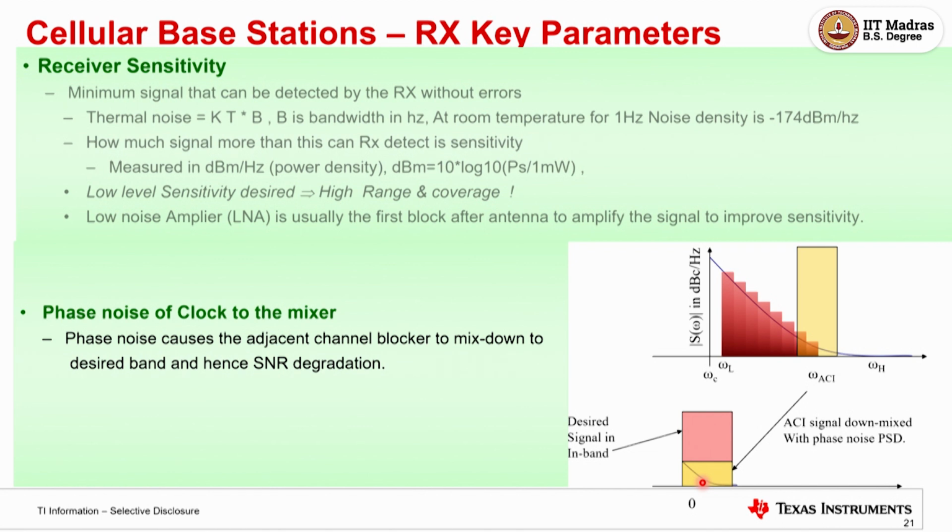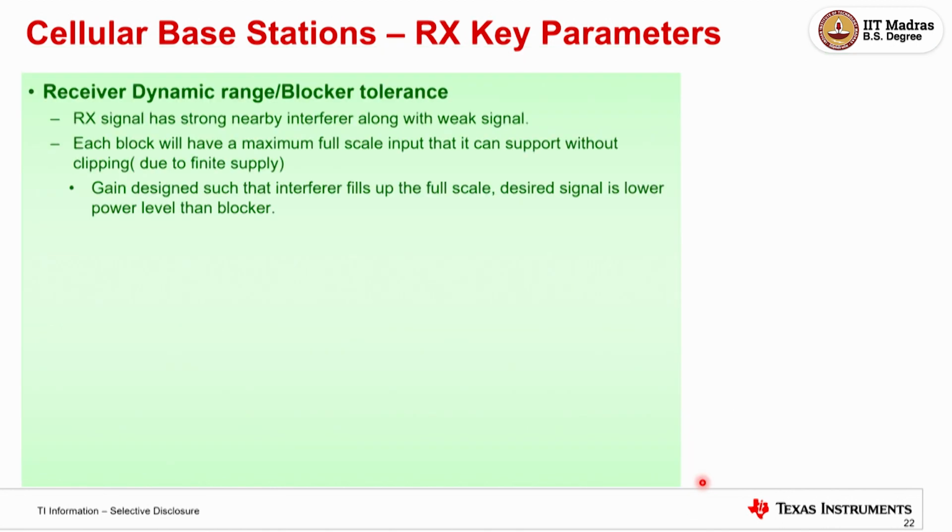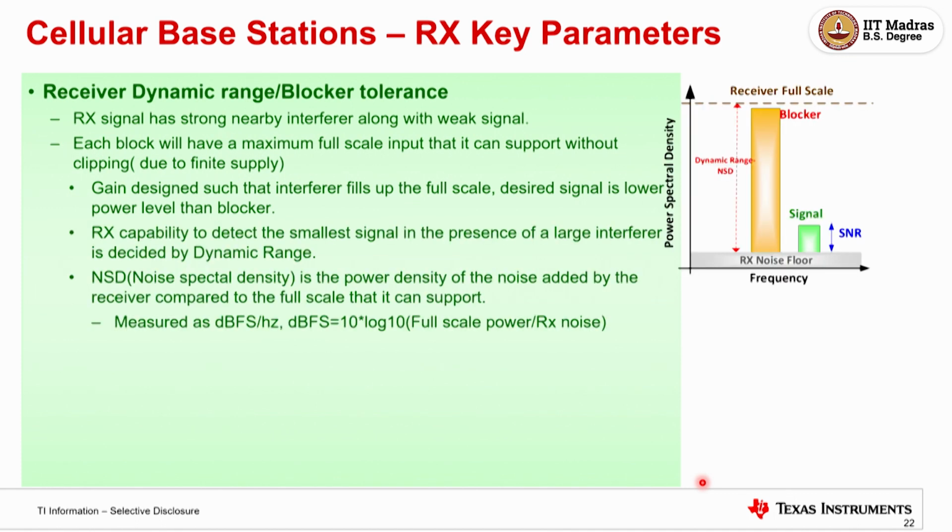Just to understand, these are the key parameters. Now this is the dynamic range blocker, which I've talked about in a different context. This is the signal. This is a jamming signal. Suppose somebody puts a jammer. It's not a physical jammer, but somebody else is transmitting, and that looks like a large signal compared to this, right?